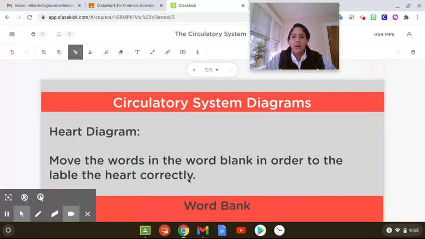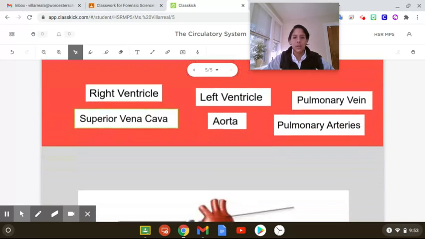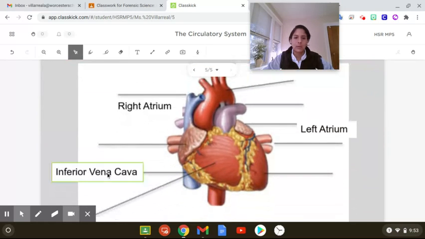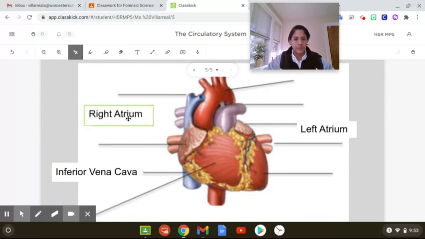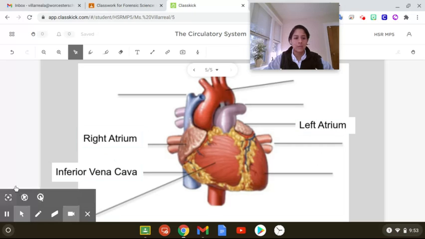And lastly, on slide 5, you're going to put the diagram of the heart together by moving the words in the word bank onto the correct line. So here are the words in the word bank, and you'll see the diagram here. I did label the right atrium, which should actually be pointing right here, the inferior vena cava, and the left atrium for you, because the diagram you're going to want to use is on slide 1 and it's missing these 3. All right, so this is how you can work on the circulatory system assignment.